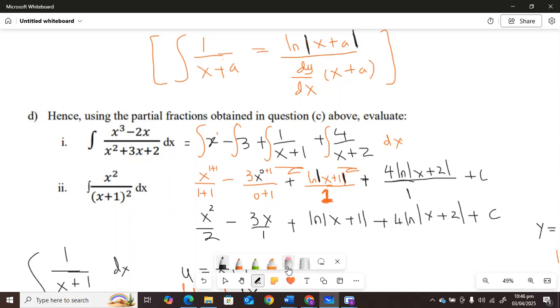Yes, it's okay, madam. So have you seen when you integrate 3, it becomes 3x. When you differentiate 3x, it goes back to 3. That's how integration and differentiation are related. Okay.